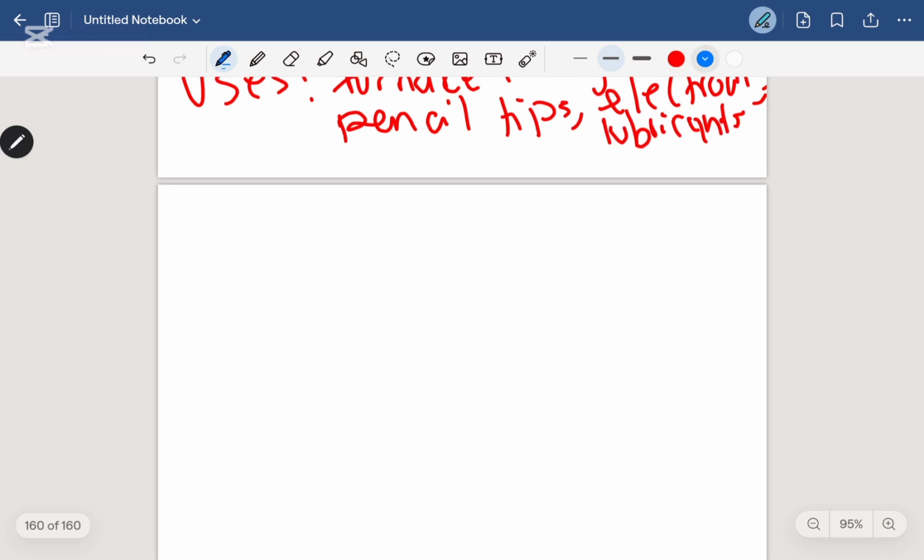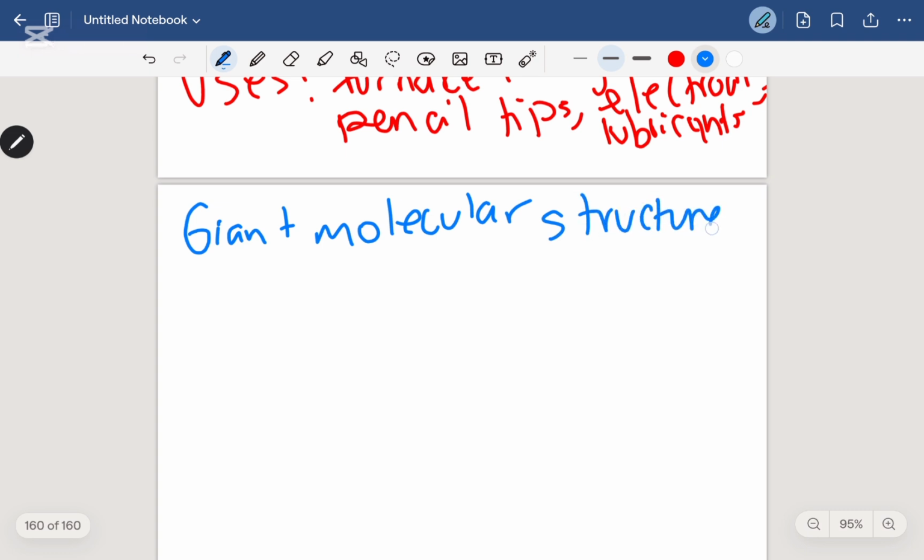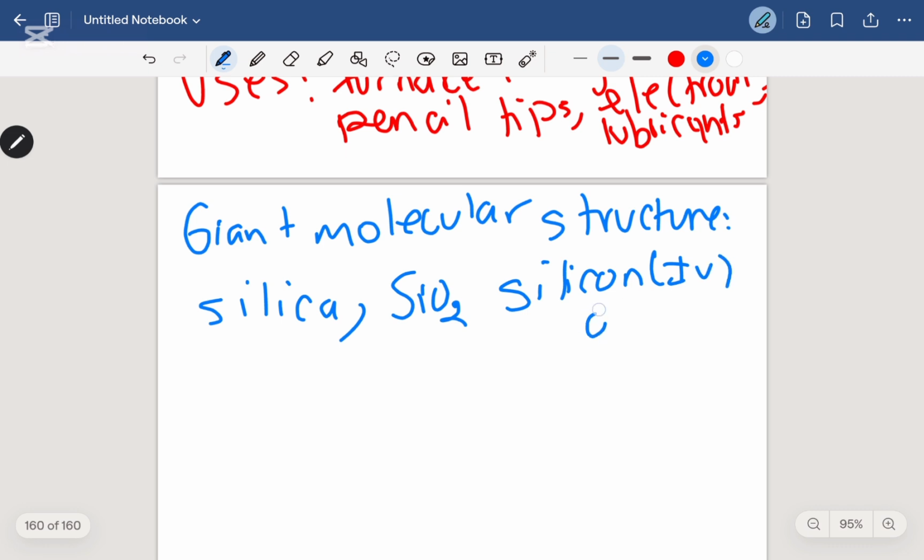We move on to the last thing, which is silica. What is the title of this page? It is actually giant molecular structure. So this is silica, or SiO2, which is also referred to as silicon IV oxide. Silicon IV oxide is the same thing as SiO2.